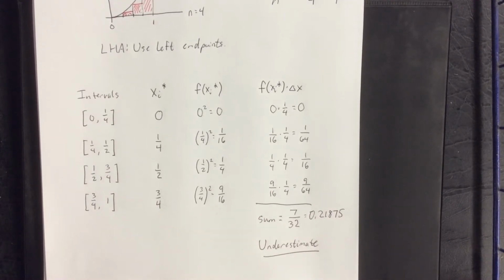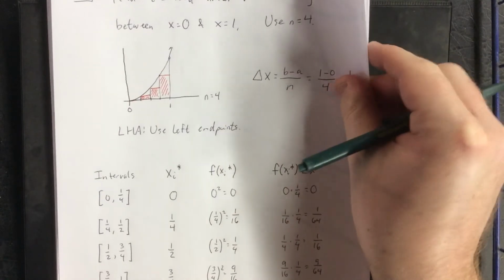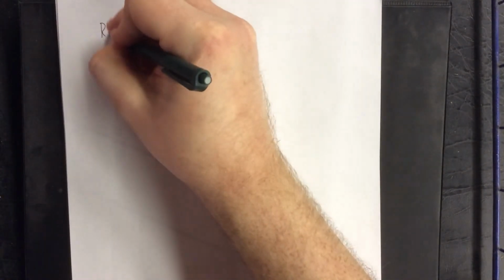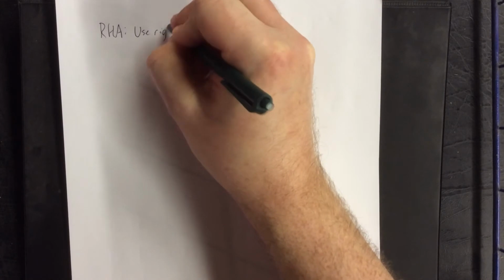What I'd like to do is repeat this process, except instead of using a left-hand approximation, I'd like to use a right-hand approximation. So for the right-hand approximation, we will use right endpoints.